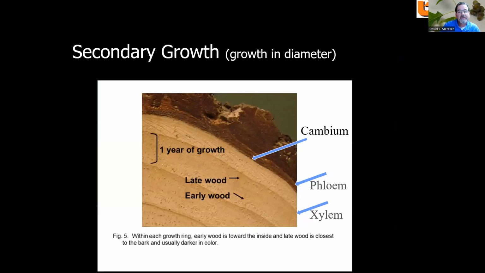Now, a little bit on secondary growth. Again, this is the growth in diameter. We've addressed this in the past, but directly below the bark is a thin layer called the cambium layer. And the cambium is where cell division occurs, mitosis.